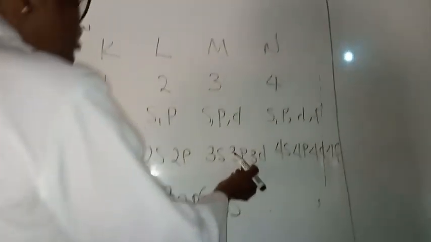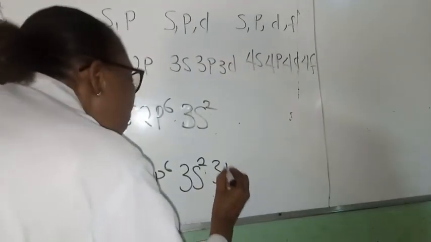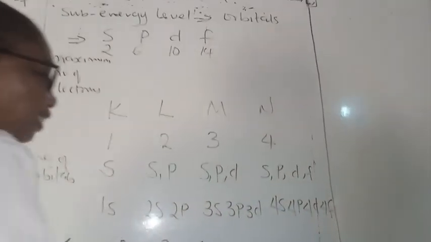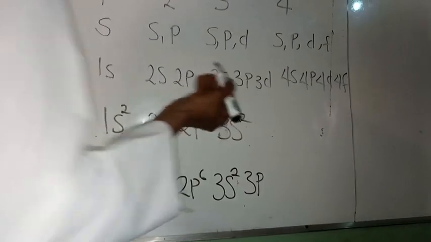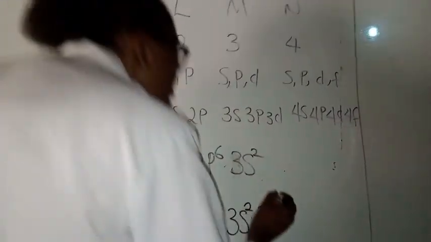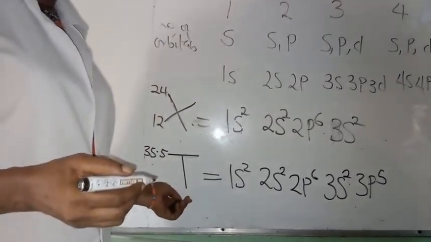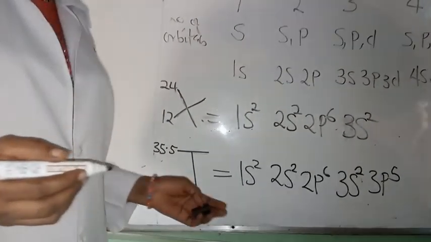We move over to the next one, 3p. And how many electrons are we going to fill? Normally it takes a maximum of 6, but we don't have up to 6 remaining. What we have remaining is just 5 electrons. We fill in the 5 electrons, and we have written the electronic configuration of T.